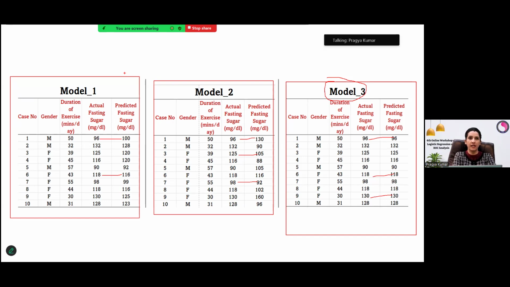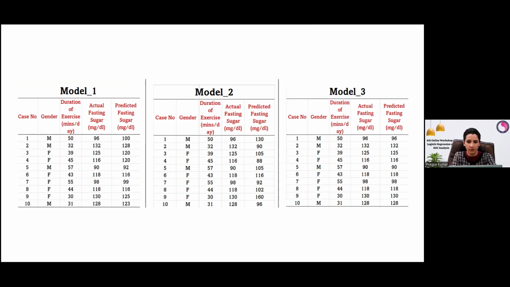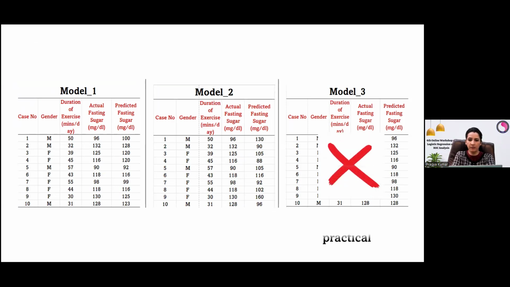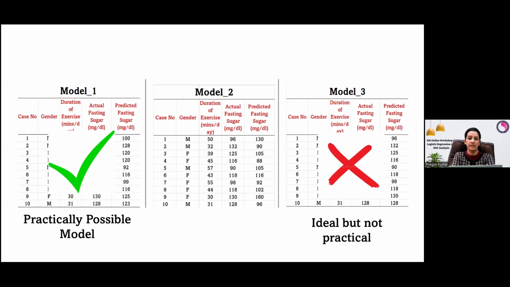So if I ask you the question, the third is the ideal model, but it is not a practical model. If you see the second model, it was full of error. There was a huge difference between the predicted and the actual, and that's why that's not a good model. Model one is a practically possible model.